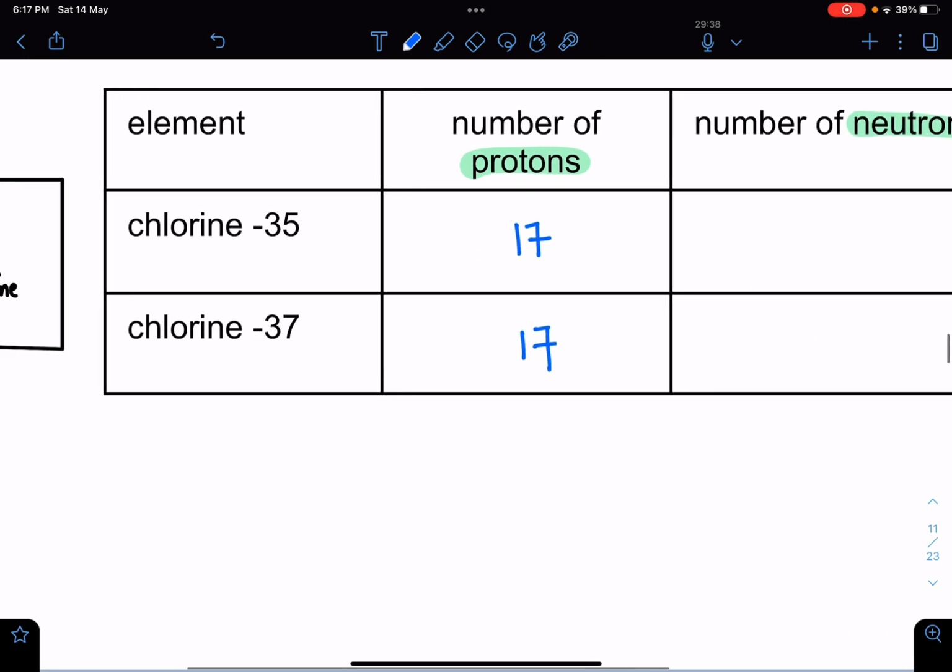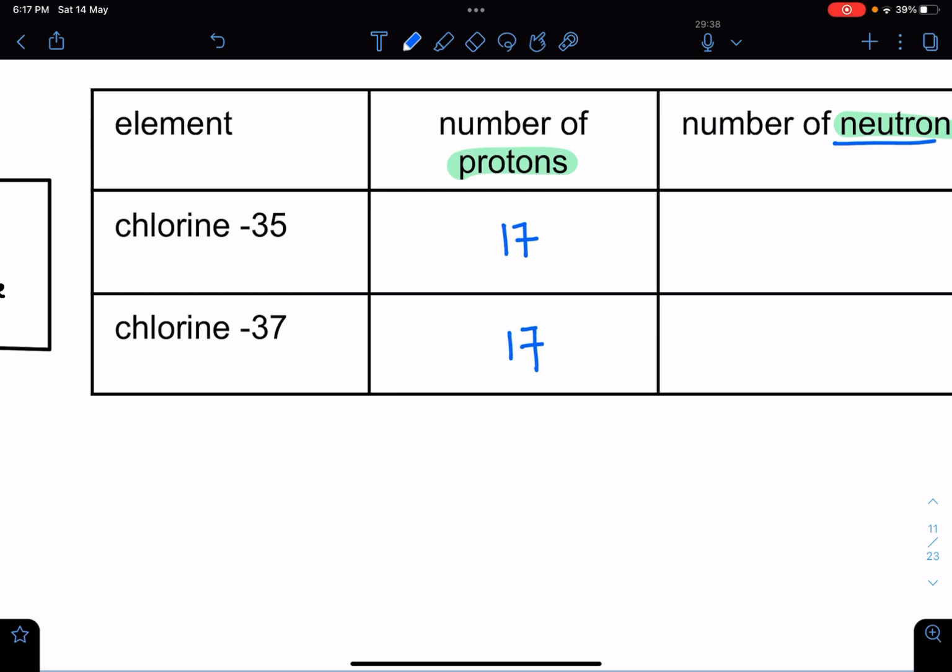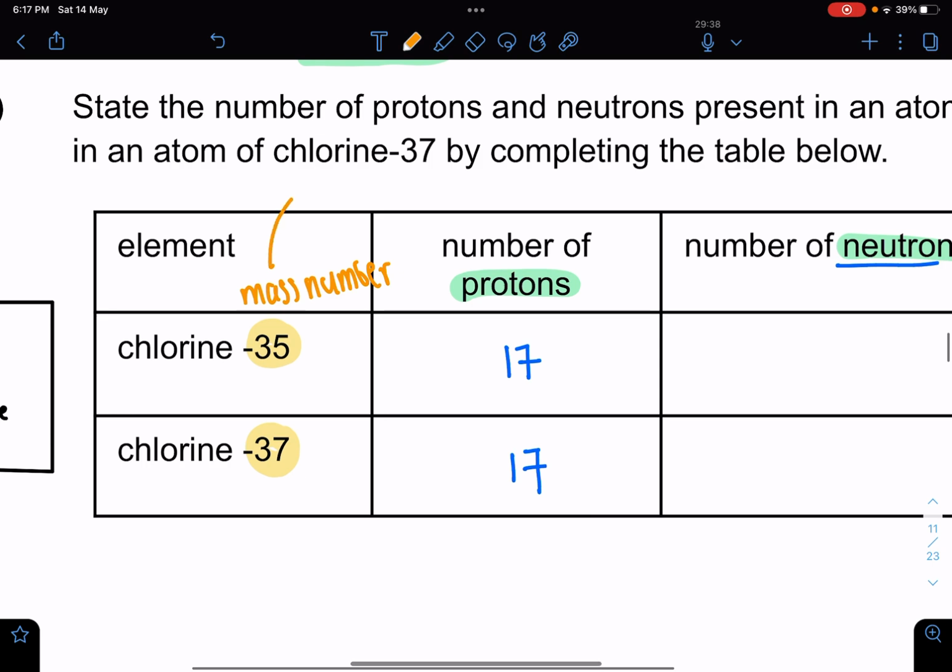Then what is the number of neutrons? To find out the number of neutrons, you just have to take a hint from the number at the back. So this number at the back represents the mass number of the atom. So if we recall, what is mass number? Mass number refers to the number of protons plus the number of neutrons.